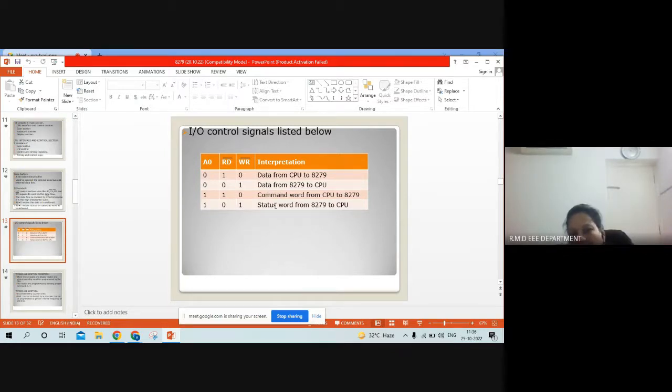It may be either from the CPU to 8279 or from 8279 to CPU. So the flow of the data or the command word from the CPU to 8279 or from 8279 to CPU is decided by the logic signals read bar and write bar. For example, if A0 is 0 and write bar is enabled, that is write bar is 0, it means that the flow of data is from the processor to the 8279.